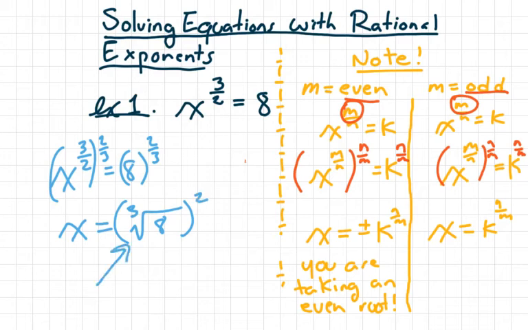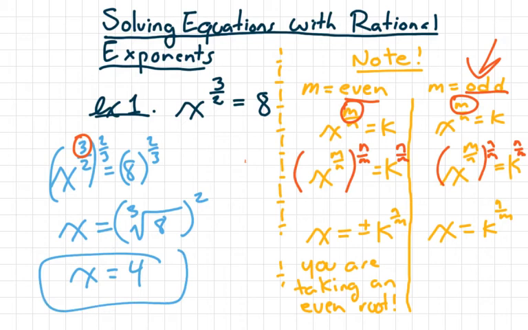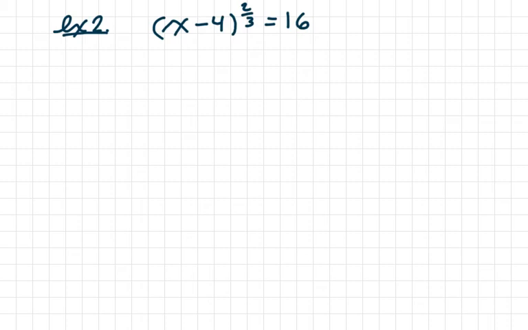So this cube root, it's an odd root. Again, we don't have to worry about the plus and minus, because if we look back to our original, this 3 was odd, okay? And we can solve this. The cube root of 8 is 2. 2 squared is 4, okay? No plus minus.